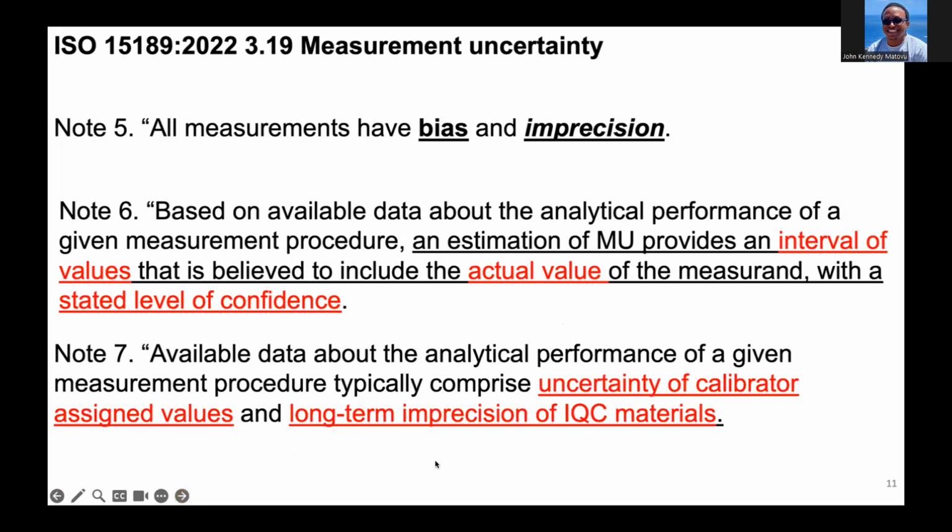And note 7 says, available data about the analytical performance of a given measurement procedure typically comprises uncertainty of the calibrator assigned values, and long-term imprecision of the IQC material. So these are the two main areas that we look at. So uncertainty of the calibrator assigned values and your long-term imprecision of your IQC materials, which is expressed by what? Your long-term imprecision of your IQC values is expressed by what?